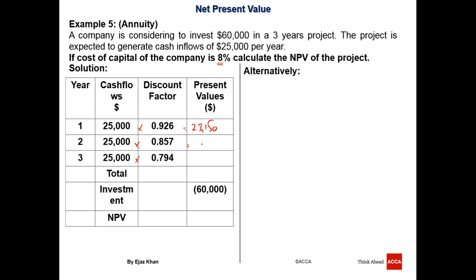What's next? 2, 1, 4, 2, 5, and what's next? 1, 9, 8, 5, 0, and what's the total? Total of these three. Oh, quick enough. Which of the two is correct? Okay, 6, 4, 4, 2, 5. So it means it's a $4,425 positive NPV.